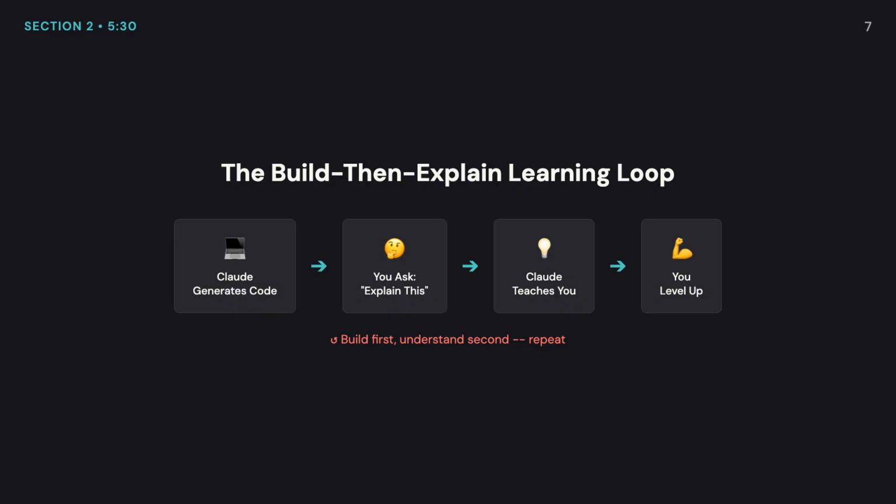Here's a pro tip that will accelerate your learning. Every time Claude generates code for you, follow up with, "Now explain what each part of this code does in plain English like I'm a complete beginner." This is one of the most powerful learning loops in AI-assisted building. You get working code and you gradually understand what's happening under the hood. That's exactly how I learned while building Zero to Ship. Claude was my coding partner and my teacher at the same time.